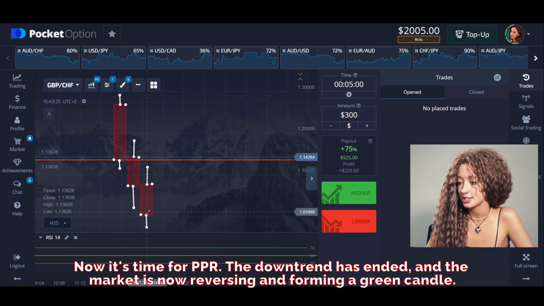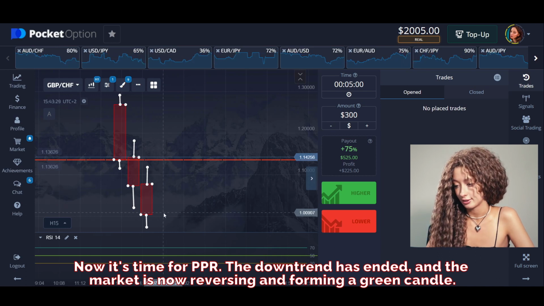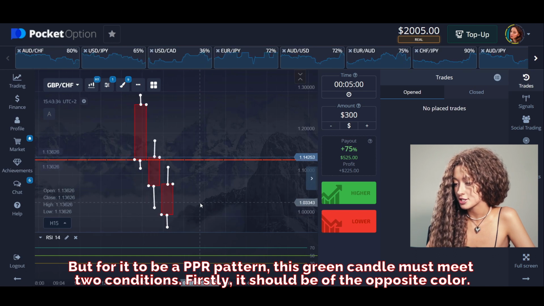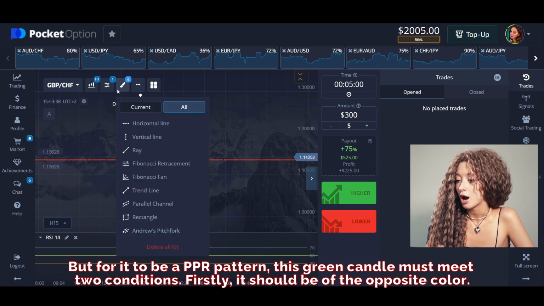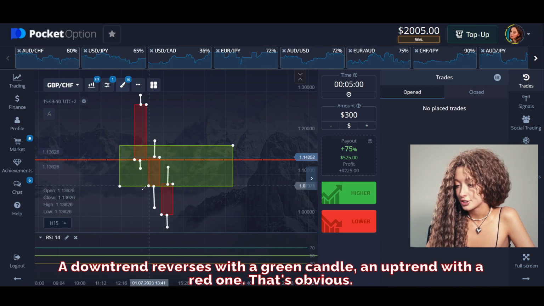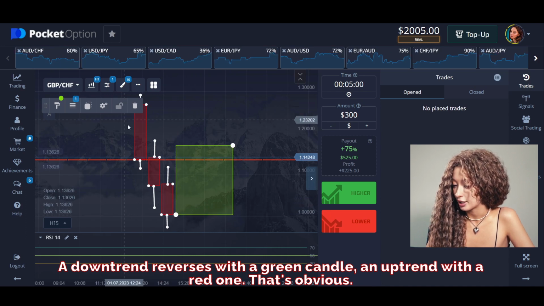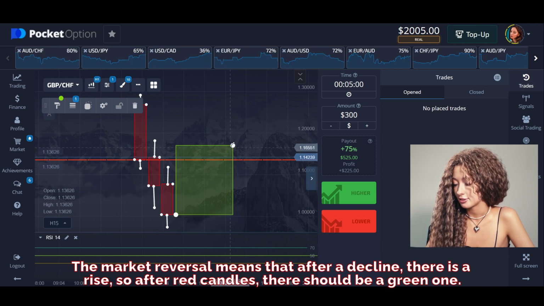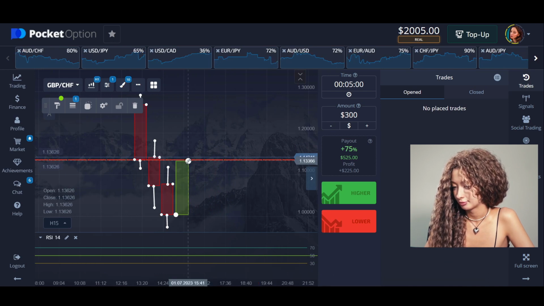The downtrend has ended and the market is now reversing, forming a green candle. But for it to be a PPR pattern, this green candle must meet two conditions. First, it should be of the opposite color. A downtrend reverses with a green candle and an uptrend with a red one. That's obvious. The market reversal means that after a decline, there is a rise. So after red candles, there should be a green one.